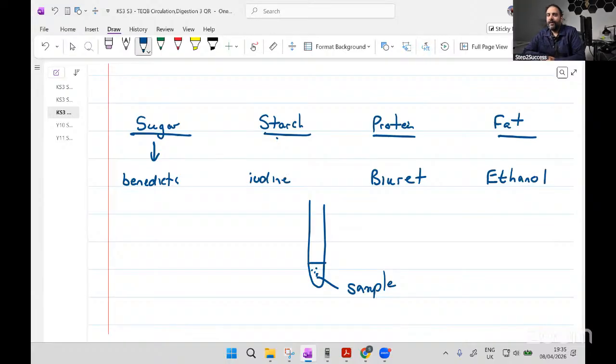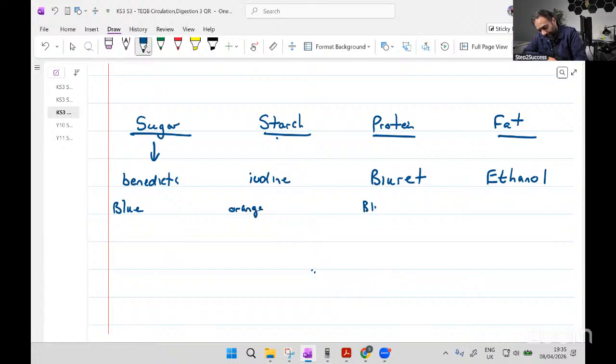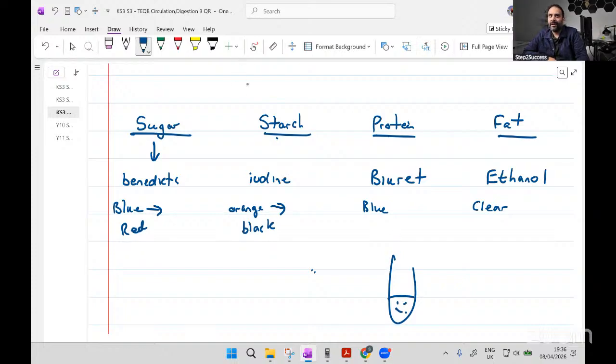So we add these in, and all of these have a color to begin with. Benedict's solution is blue to begin with, iodine is orange, biuret is blue, and ethanol is colorless to begin with. It's clear. Let's put clear. If the food sample contains sugar, then the Benedict's solution will change from blue to another color. It usually is red, but it can be a range of colors. If the food sample contains starch, then when I add the iodine solution, it will change from orange to black. If it doesn't contain starch, it won't change color, it'll stay orange.